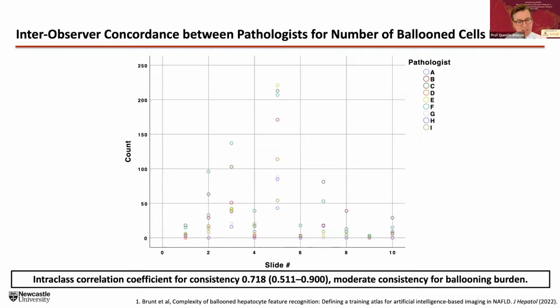And so the intraclass correlation coefficient for consistency here was about 0.7, showing that by and large, the pathologists tended to agree if there were lots of balloon cells or very few balloon cells, that there was some moderate degree of consistency for burden of ballooning.